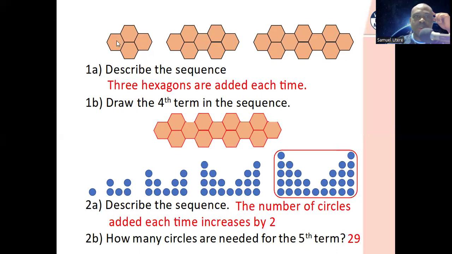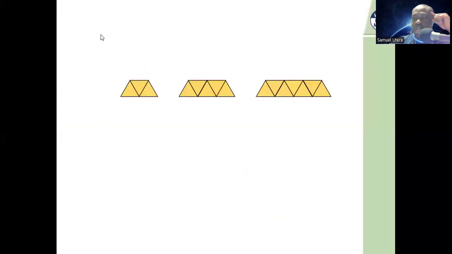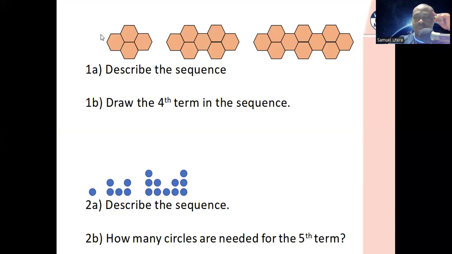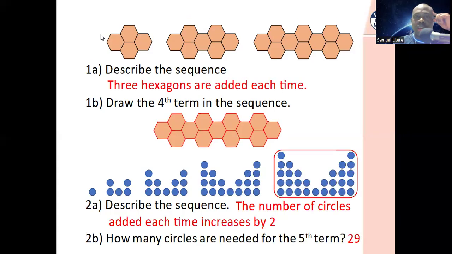So here we have four hexagons: one, two, three, four. Here you have seven. So we're adding three hexagons every time. Then we're told to draw the fourth term in the sequence. The fourth term will be this hexagon here. Now, don't forget what we learned from our very first lesson. The first one is called the first term, and we always start counting from the left.